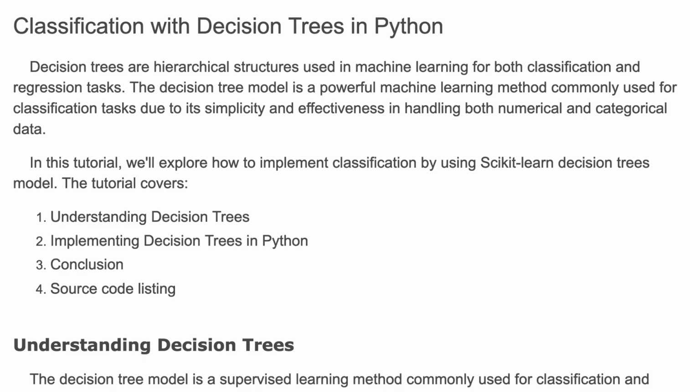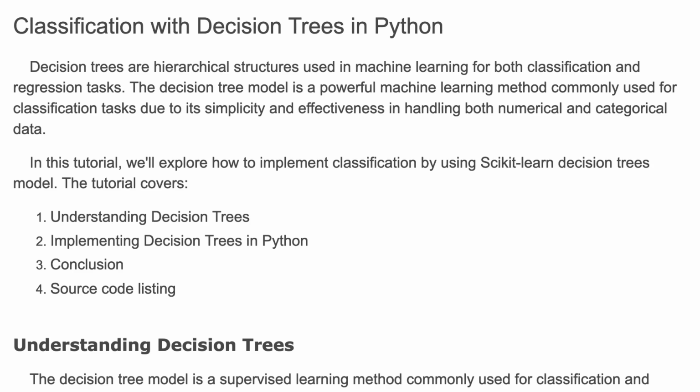In this tutorial, I'm going to talk about classification with decision trees in Python. Decision trees are hierarchical structures used in machine learning for both classification and regression tasks. The decision tree model is a powerful machine learning method commonly used for classification tasks due to its simplicity and effectiveness in handling both numerical and categorical data. In this tutorial, we'll briefly explore how to implement classification by using the Scikit-learn decision trees model. The tutorial covers understanding decision trees, implementing decision trees in Python, conclusion, and source code listing.